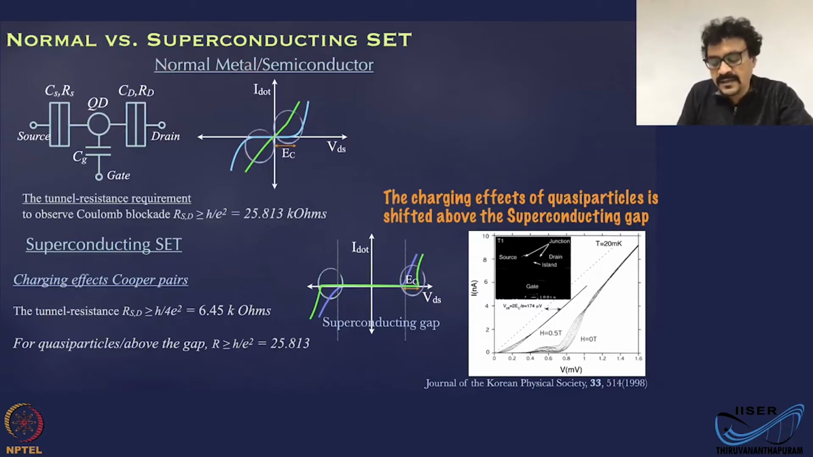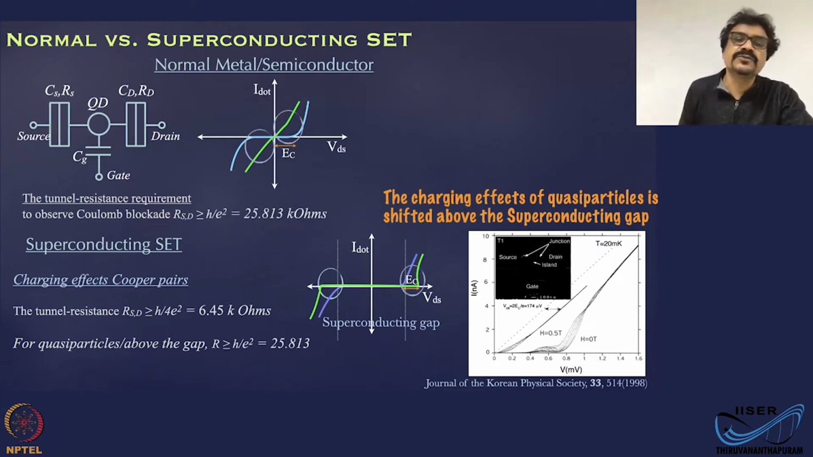For a normal metal or semiconductor single electron transistor, the IV trace is going to look something like this, where you have a blockade region which you can lift by the application of a gate voltage, and the width of this blockade region is going to give you the charging energy. Here is a general circuit representation of a single electron transistor where the island is connected to source and drain, as we just discussed in the previous slide, through tunnel junctions.